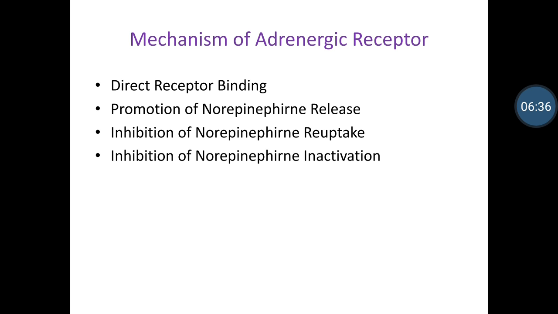Some of the norepinephrine in terminals of adrenergic neurons is subject to inactivation by monoamine oxidase. Hence, drugs that inhibit monoamine oxidase can increase the amount of norepinephrine available for release, and can thereby cause enhanced receptor activation. This is the simple and easy mechanism of action of adrenergic receptors.